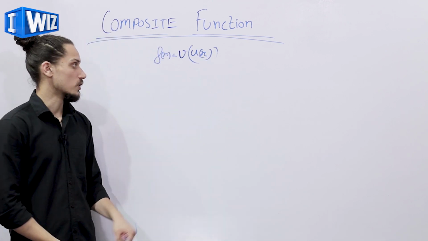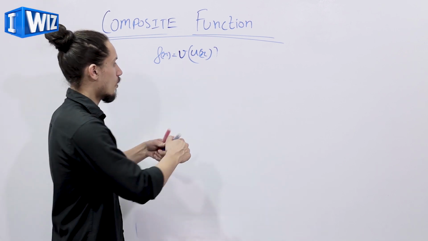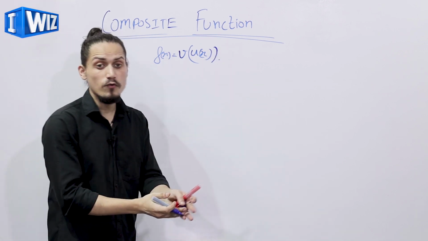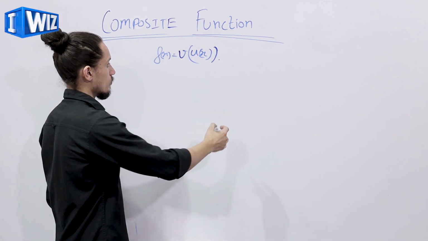Suppose we have a composite function f of x equal to v of u of x. Now how do we find its derivative? We use the chain rule.